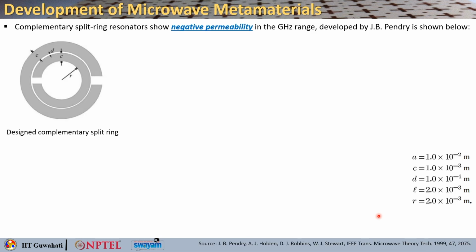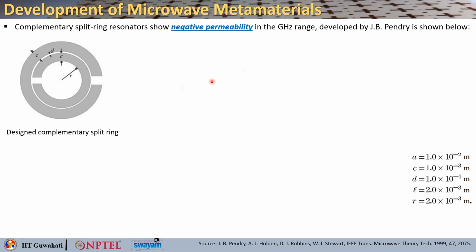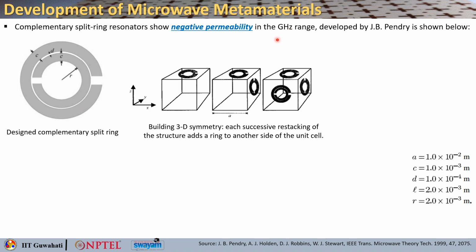And when people had achieved getting an artificial structure giving you negative permittivity, the next thing people did was to explore what structure can give you negative permeability, and that was also done by Professor John Pendry. He demonstrated that a complementary split ring resonator structure can give you negative permeability in the gigahertz range. Okay, so this is the design of the complementary split ring. So this is a C, and then you have the opposite kind of C over there. These are the structural parameters, all in the millimeter range typically.